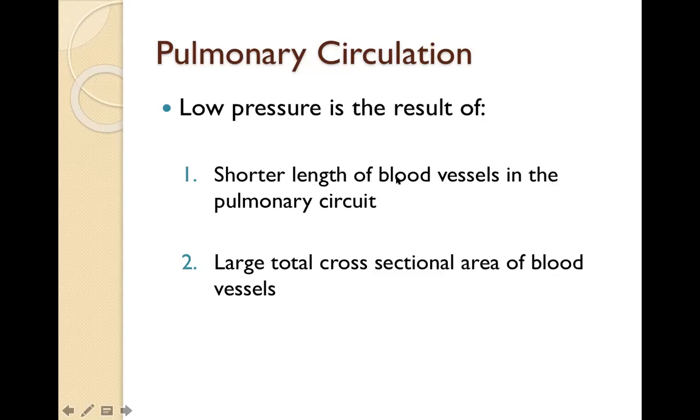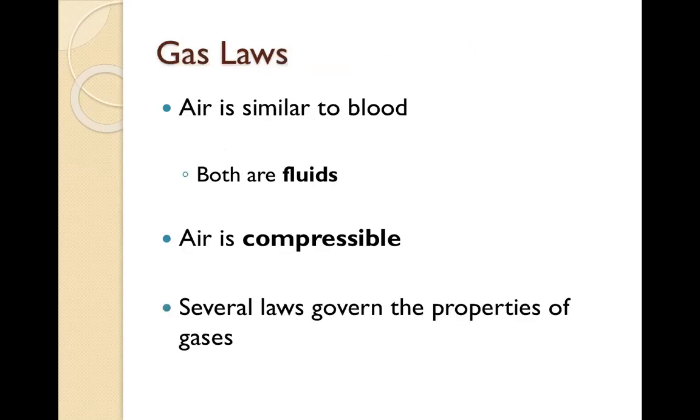The low pressure is the result of, number one, the shorter length of the blood vessels within the pulmonary circuit, and the massive total cross-sectional area of the blood vessels. The number of capillaries is astronomical within the pulmonary circuit. So it's a very low pressure circuit, but very, very high flow. Just keep in mind that right-sided cardiac output is exactly the same as left-sided cardiac output. It has to be. If you had more going into one side than the other, you'd have a backup of blood somewhere, and backup of blood is not good.